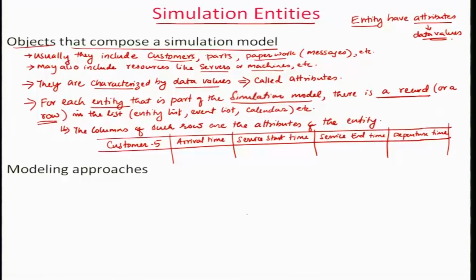Then you can say that the customer 5 arrived, what is the arrival time, when did the service begin, when did the service end, and when did the person leave the system. So, these become the attributes and this becomes the entity. Hopefully, now you understand the concept of entities in a simulation model, or what we mean when we talk about simulation entities. So, how do we model?